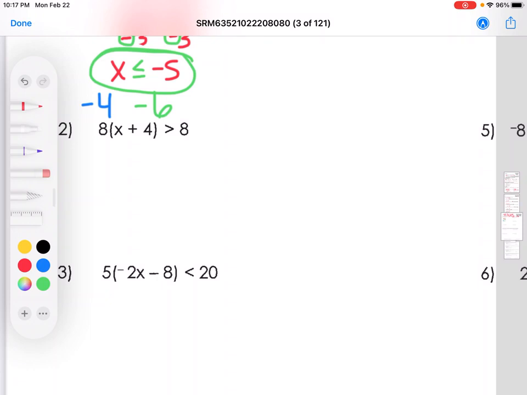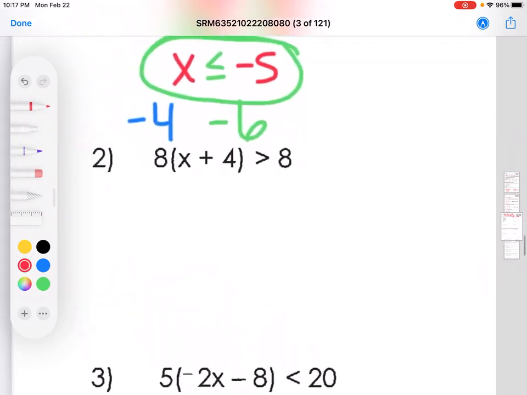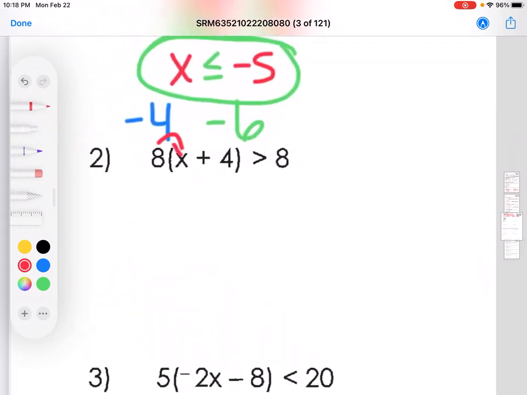So again, there were 2 different ways that we could solve problems like this. We can use the distributive property, or we can just divide to get rid of the 8. So one method would be to use distributive. So 8 times x would be 8 times x. 8 times 4 would be 32. So that gives me 8 times x plus 32 is greater than 8.